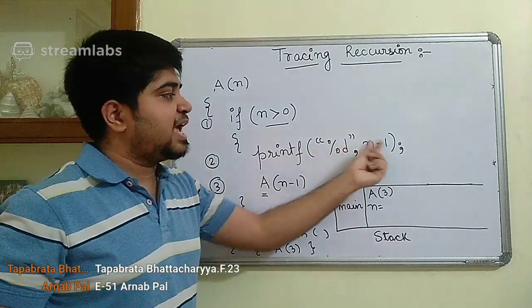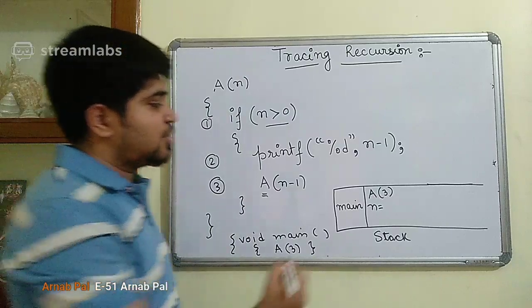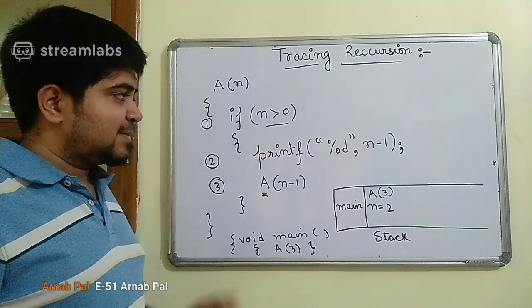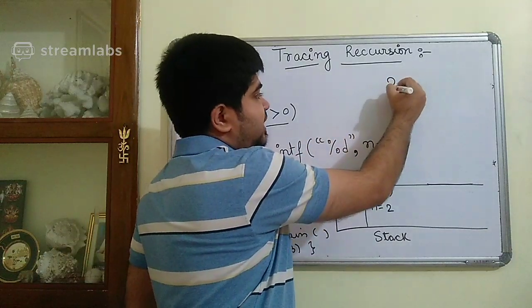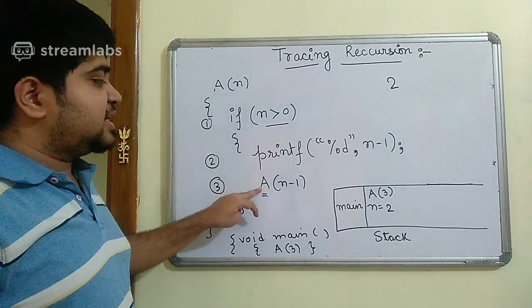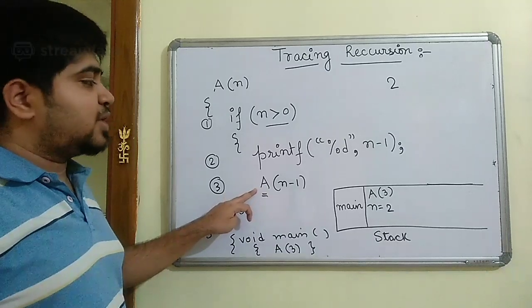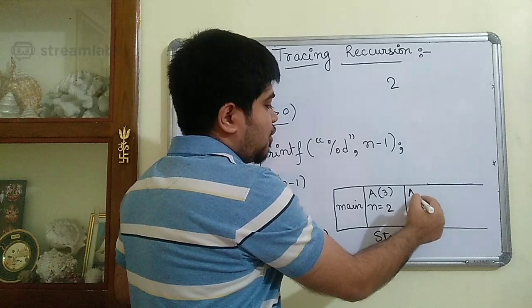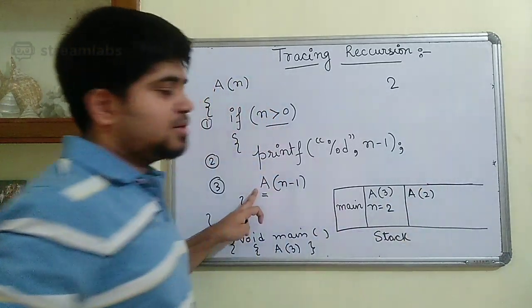So it is printing n minus 1. N minus 1 is what? 2. So it is printing 2. Right? So 2 is printed. Fine. Then it is calling a of n minus 1. Right? So a of 2 is called.